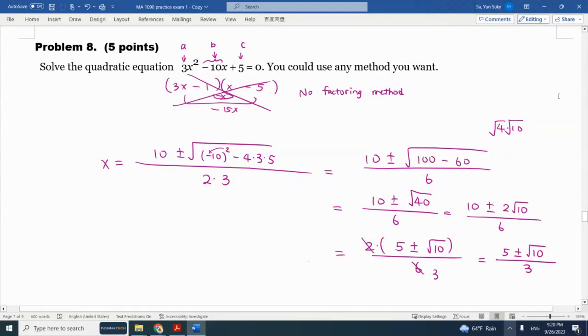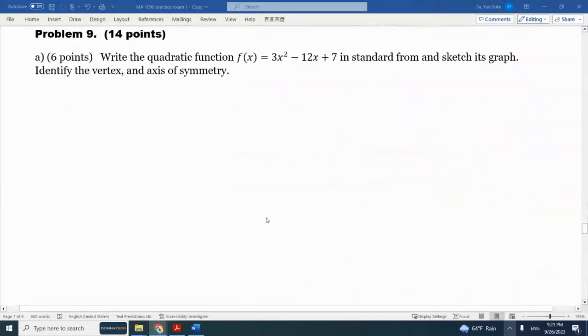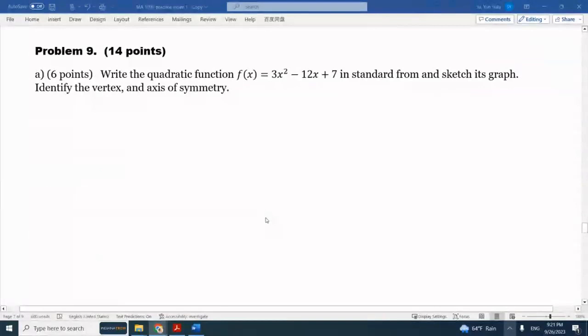So you can leave your answer like this, or you can type into your calculator and get some decimals. So if you can understand number 8, could you type 8 in the chat? Thank you. Okay, so we keep going.